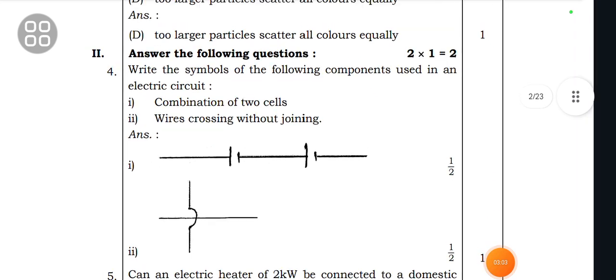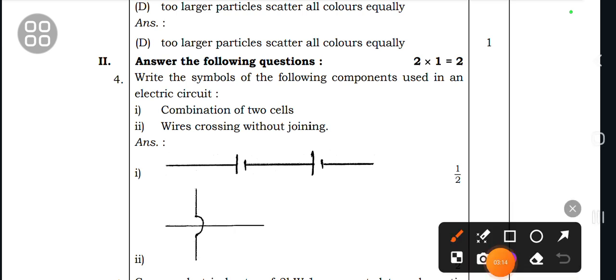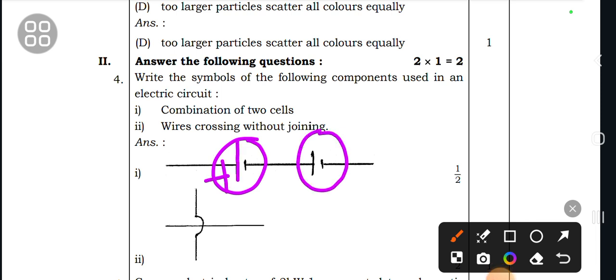Coming to the 1 mark questions, two questions are asked. Write the symbol of the following components used in an electric circuit: first, a combination of 2 cells; second, wire crossing without joining. Here you can see the combination of 2 cells. The first, longer line is the positive terminal, and the second is the negative terminal, because it is at lower potential.